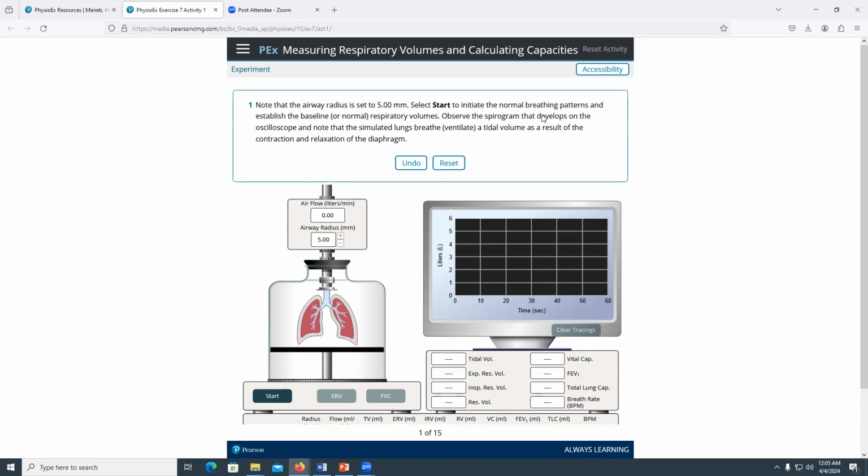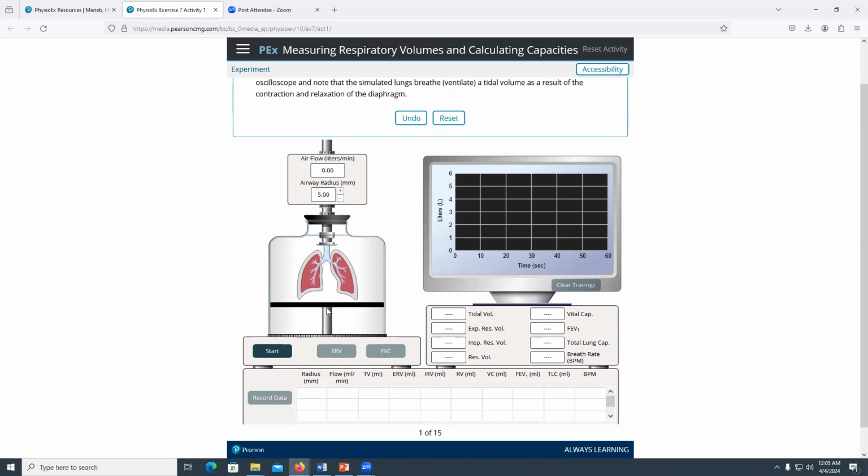We're going to observe the spirogram that develops on the oscilloscope, and note the simulated lungs ventilating a tidal volume as the result of the contraction and relaxation of the diaphragm. So this is going to be my diaphragm. Let's click start. You see that shows me my tidal volume. Air coming in, air getting out, for 10 seconds, 20 seconds, 30 seconds.